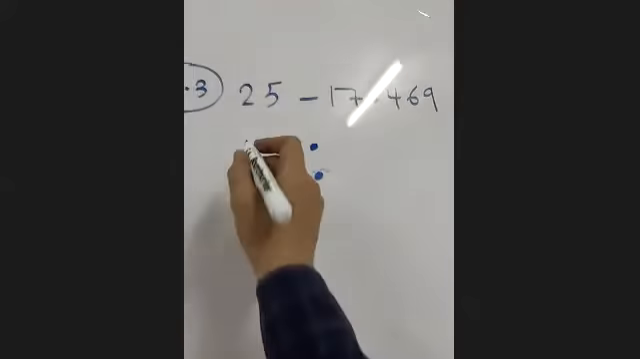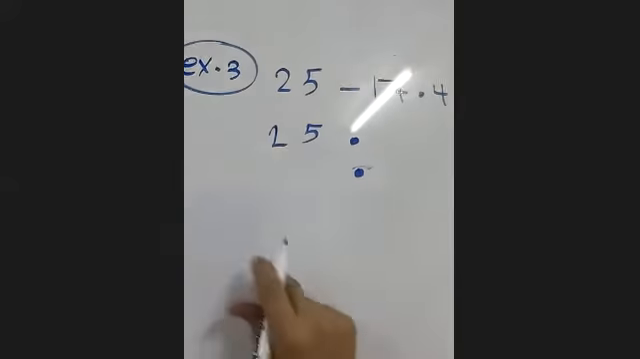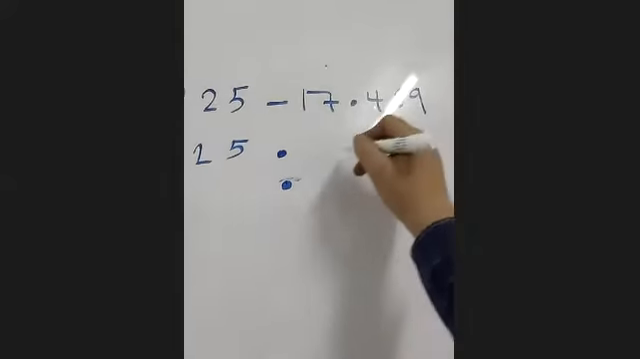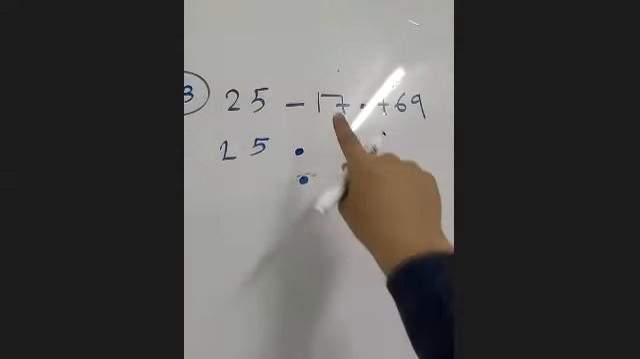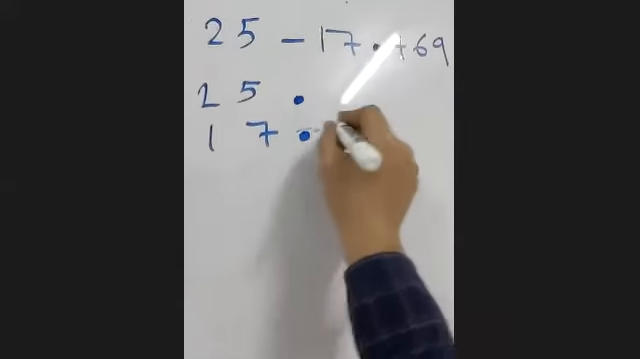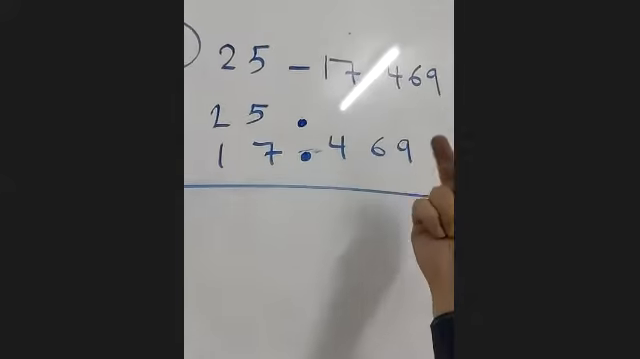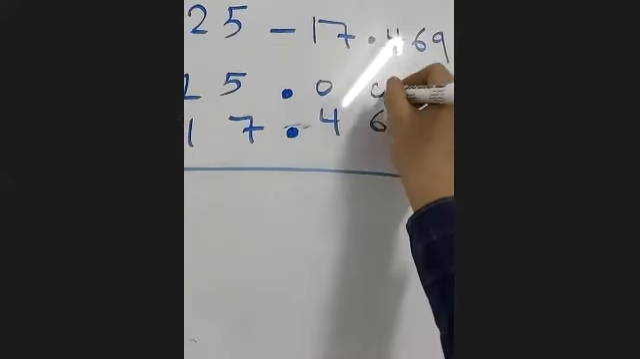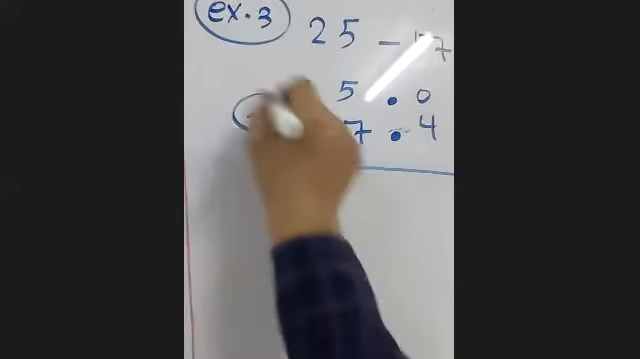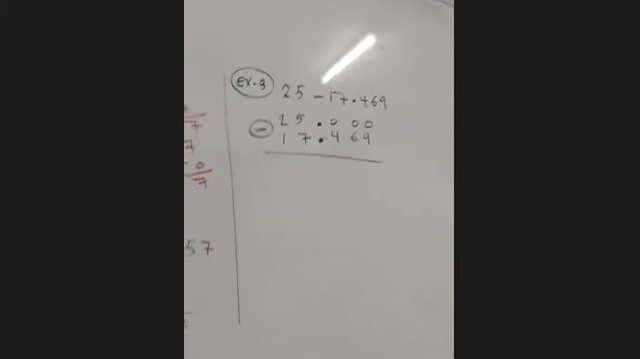Now here 25. Here empty. You can fill it with zeros as much as you need. The 17 here, and here 4, 6, 9. So how many zeros you need up? You need 3 zeros. Add them. And we will do what? Subtraction.